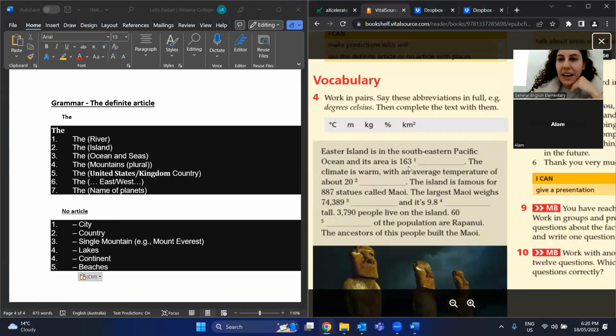Do you remember we looked at vocab for these measurements? These are abbreviations, so it just means the short form or the symbol. The first one, Celsius, degrees, meters, kilograms, percent, square meters or square kilometers.